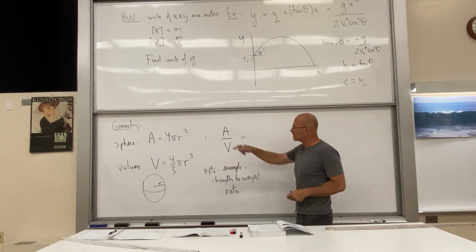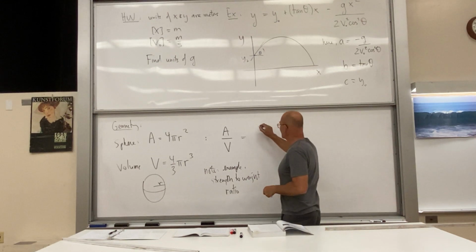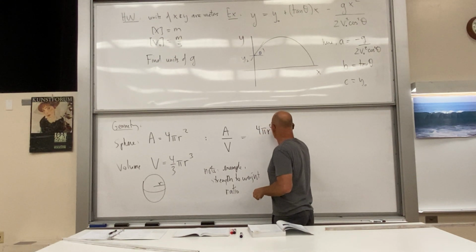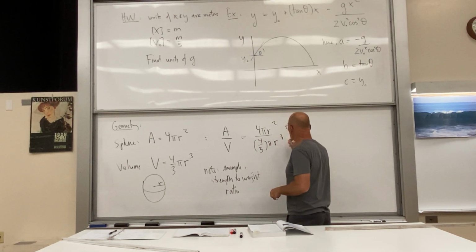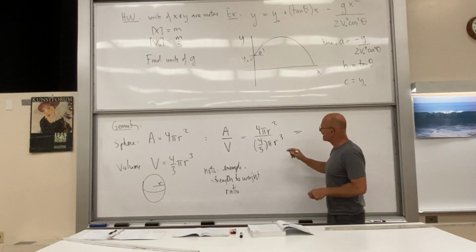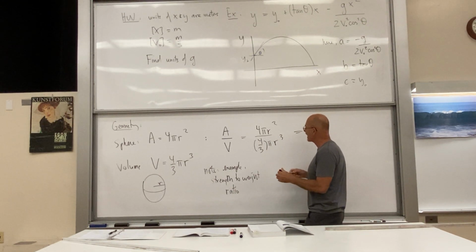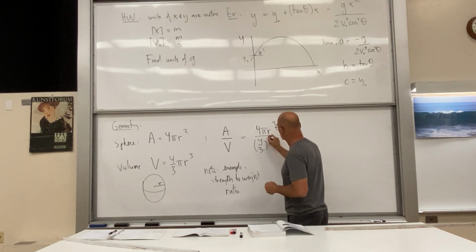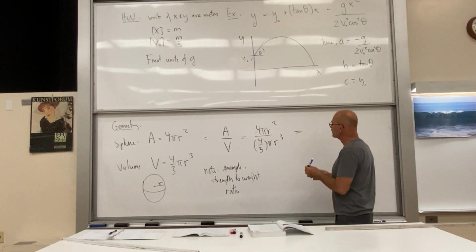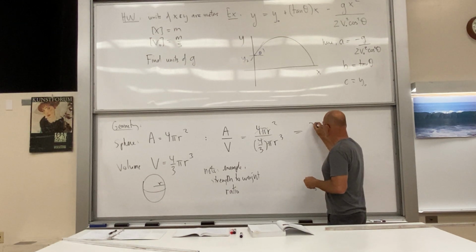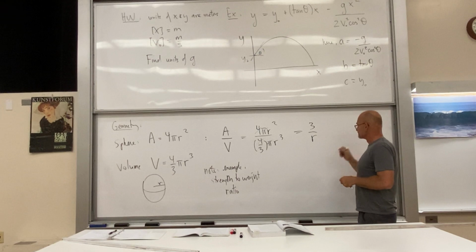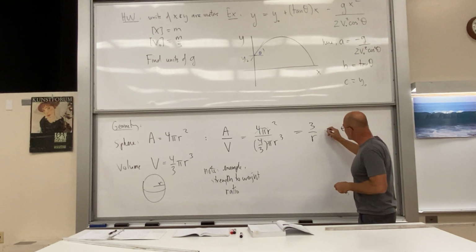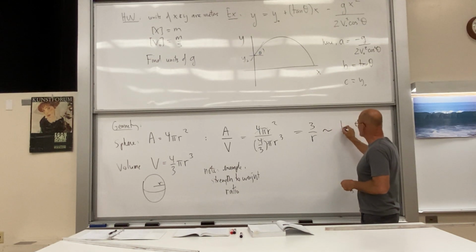But we're just going to go ahead and use our sphere. And so what we have is 4 pi radius squared divided by 4/3 pi radius cubed. And you'll see we get some nice cancellations here. 4 and pi cancel. 3 comes back in the numerator. 3 divided by r. And then if we're just talking about proportionalities, we say that's proportional to 1 over r.